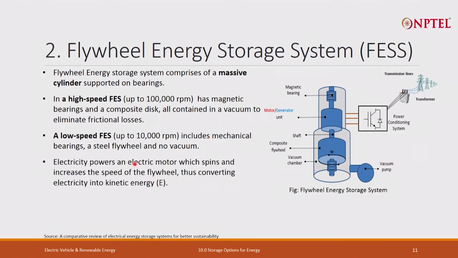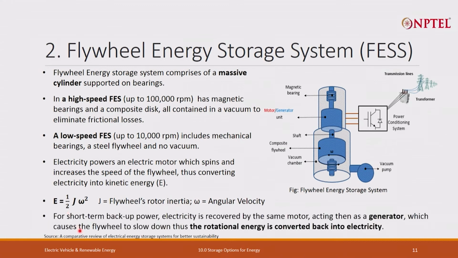So electricity powers an electric motor which spins the flywheel, and whenever you require extra power or generation is low, at that time it converts its kinetic energy into electricity by the motor. The equation is E equals half J omega squared, where J is nothing but the flywheel's rotor inertia and omega is its angular velocity, and that is the energy stored in that flywheel.